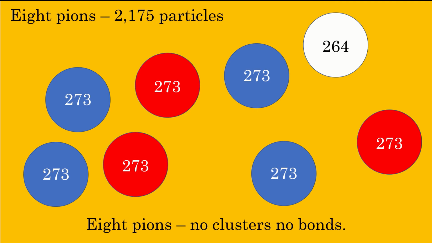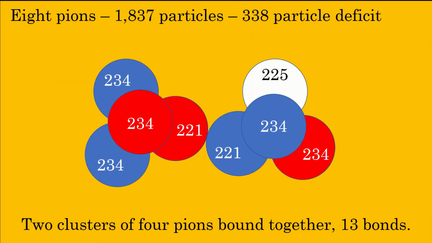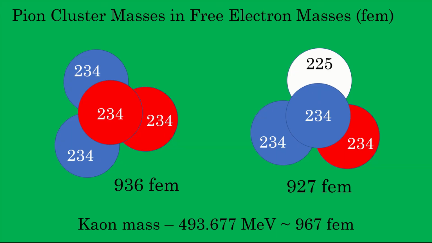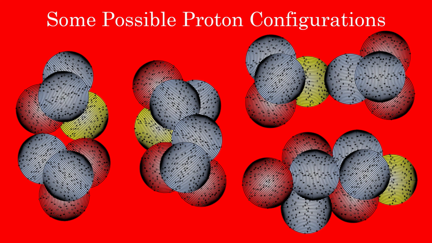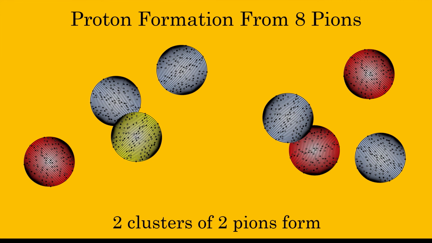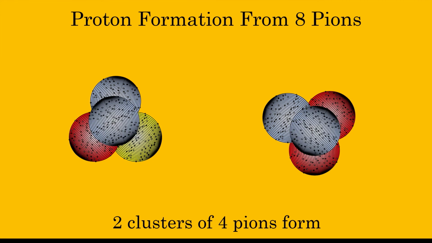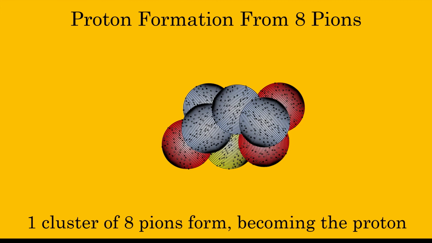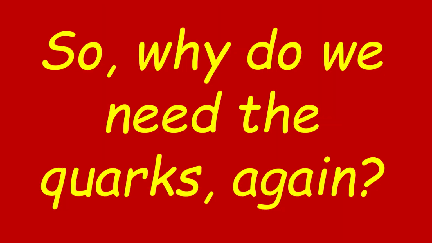The 2 clusters may form independent of each other and collide to form the proton. Each cluster would have a mass similar to that of a kaon. This is only one scenario that could produce a proton from 8 pions. Several others are possible. So, the new proton model is 8 pions bound together into 2 clusters of 4, with each pion sharing some number of electrons and positrons with each neighbor to form a bond, with the clusters also bound together by sharing electrons and positrons. In the next video, I will show why this model essentially eliminates the need for quarks in baryons and mesons.